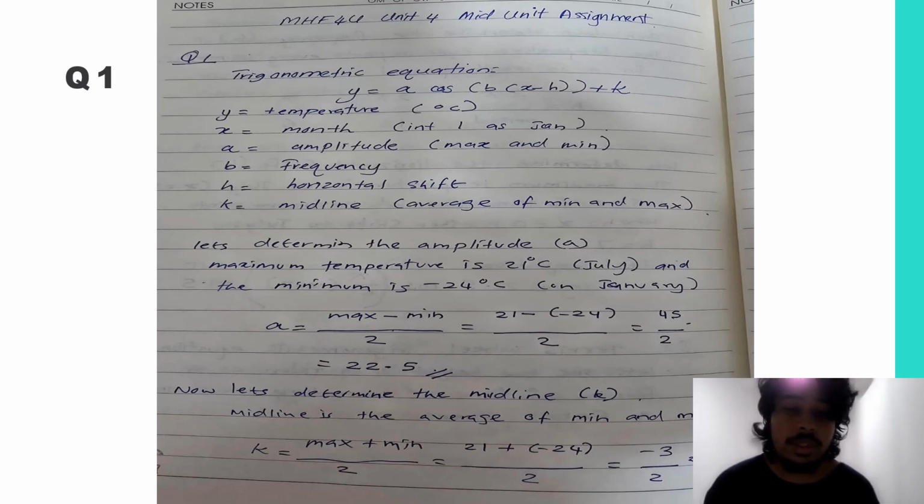Let's determine the amplitude. The maximum temperature is 21 degrees Celsius in July, and the minimum is minus 24 degrees Celsius in January. So the working is as shown, with the answer being 22.5 as the amplitude. Now let's determine the midline. The midline is the average between the minimum and the maximum. And once again, the working is shown below.